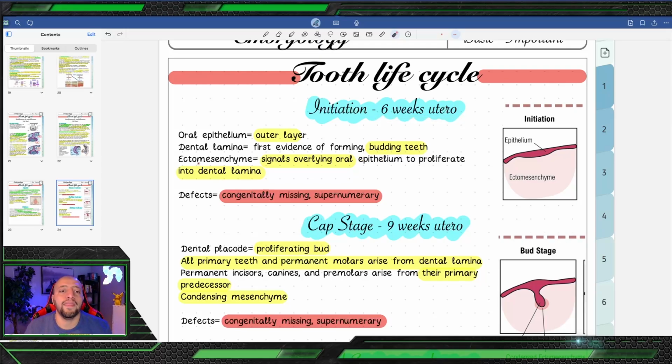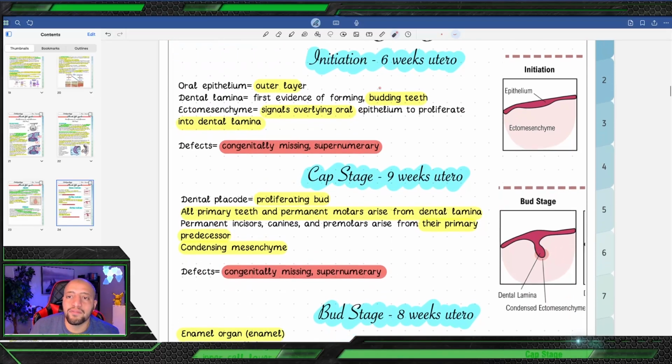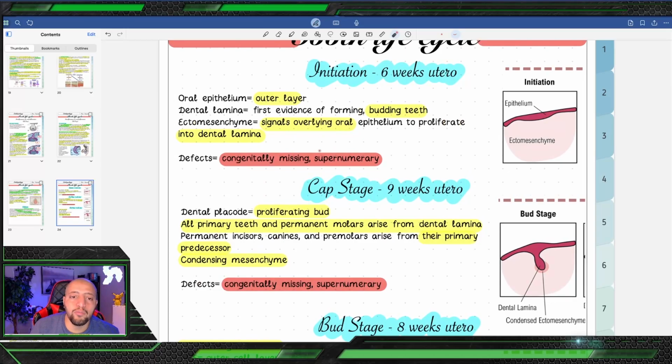At 6 weeks intrauterine, the ectomesenchyme signals the overlying oral epithelium to proliferate into the dental lamina. So this initiation will give a signal for the ectomesenchyme to give us the dental lamina. Moving from 6 weeks to 9 weeks, before we move, if we have a problem here, it will lead to no initiation, which will lead to congenitally missing teeth, or super initiation, more than one signal coming to the oral epithelium, which will give us supernumerary teeth.